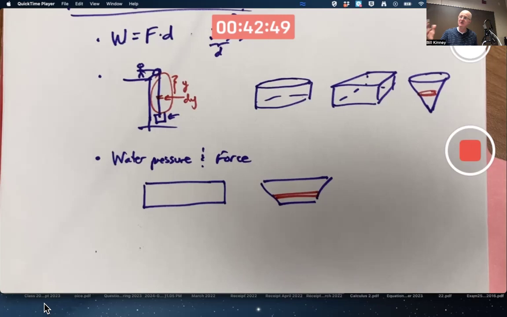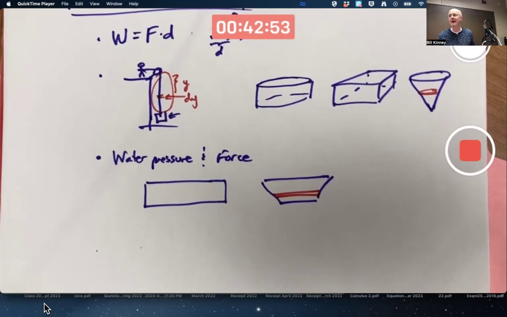Not going into details, you do need to take the time to practice these things. There are a lot of ideas here. It's going to require some practice.